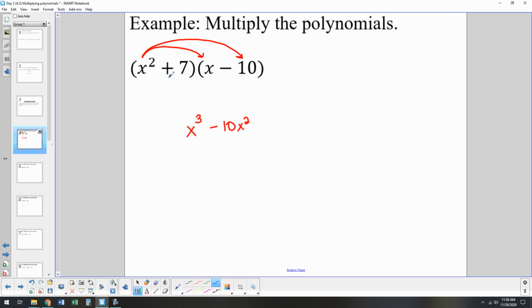Then I'm going to take my positive 7 and distribute it. So we get plus 7x, and 7 times negative 10 is minus 70. If I had any like terms at this point, I would combine them, but since there are none, that's my answer.